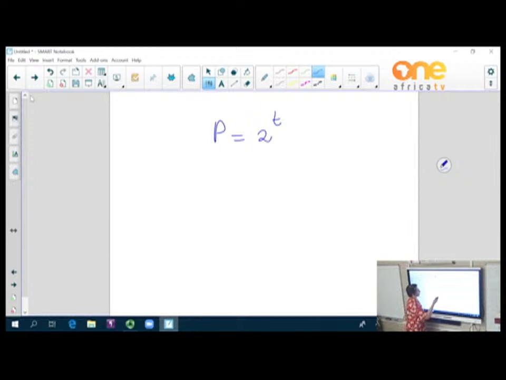So if I ask now what is the population after 2.5 days, then t is 2.5, and I can just substitute it in there. My answer here is 5.66. So after 2.5 days, that will be the population. Now, what about 3.6? So 2 to the power of 3.6, and now you will see 12.1.